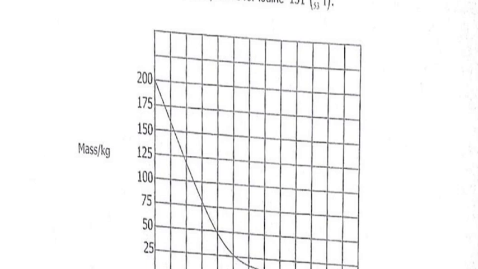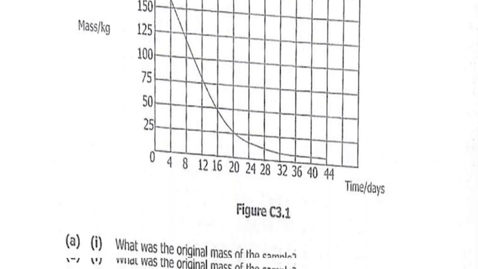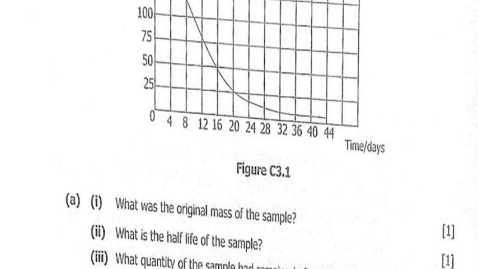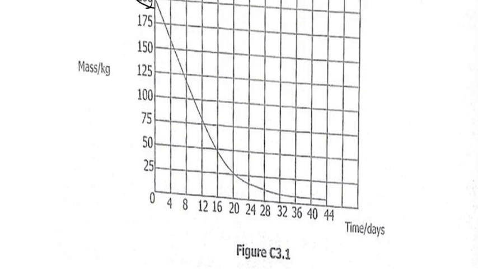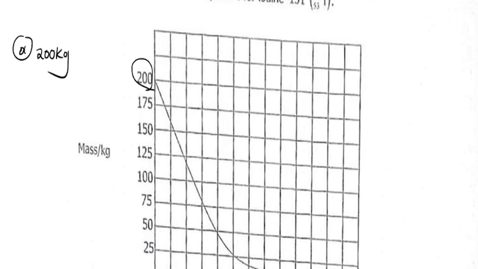Now look at that one. The original mass of the sample, so it started from here, then it was decaying. So this is where it started from. The original mass of the sample is 200, and the mass is in kilograms, so 200 kilograms. So you answer that one. Then what is the half-life of the sample? To find the half-life, you look at half of the mass.